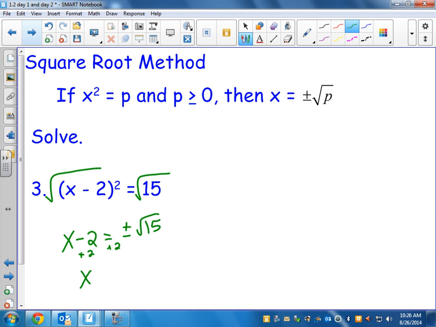Add 2. And I always put that number in front because I'm used to the quadratic formula, and I would write that as 2 plus or minus the square root of 15. So those are still real solutions. They're just decimal answers if you worked it out. Irrational answers is what we like to say. And that's pretty much it today.